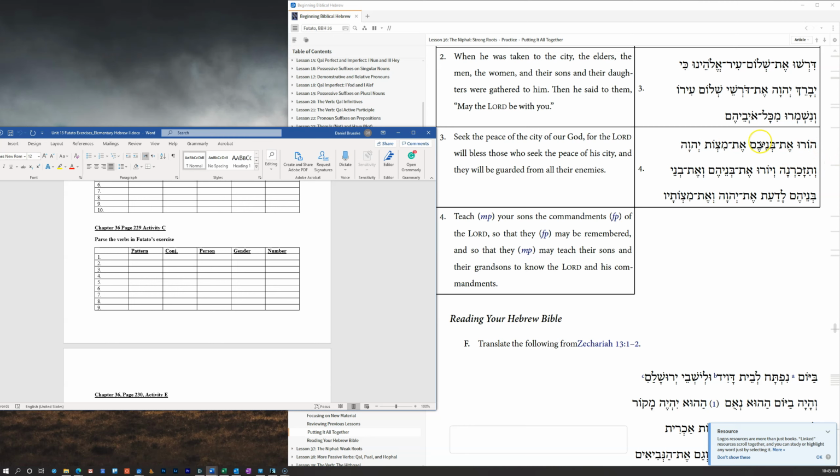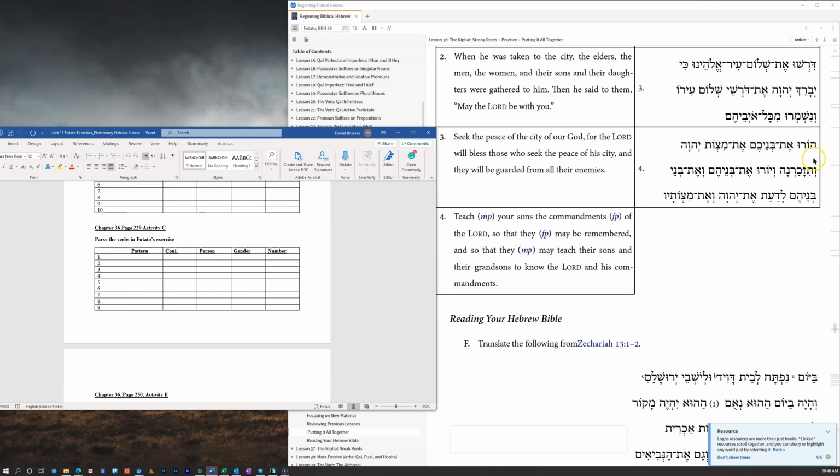But this string of verbs you often expect to be with vav relatives. Well, we don't use a vav relative here. If we want to say, teach your sons the commandments of the Lord, and as a result, the commandments of the Lord will be remembered, then why not just do a vav relative with a perfect?